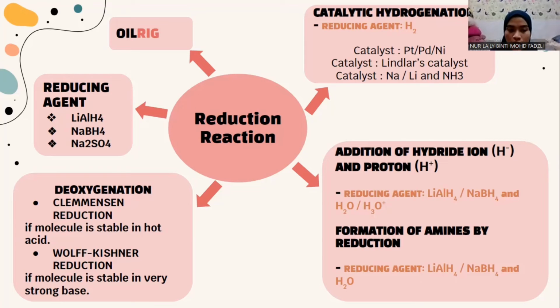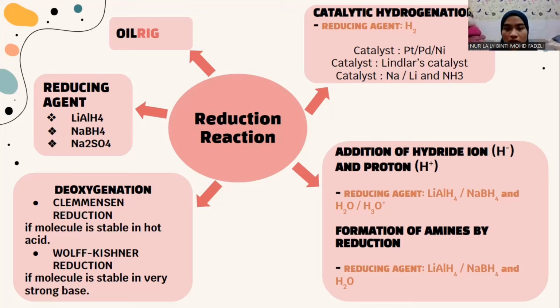And alkyne will undergo hydrogenation with the reducing agent hydrogen gas. In the presence of palladium, it will form an alkene as an initial product and will undergo a second hydrogenation to form the final product, which is alkane.